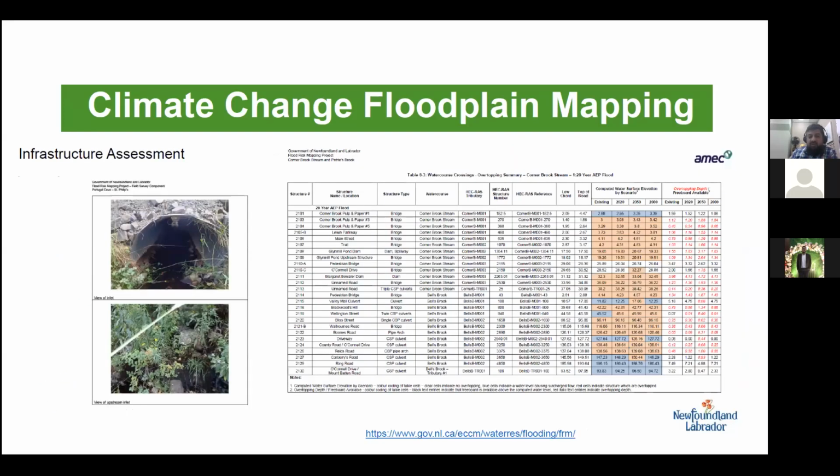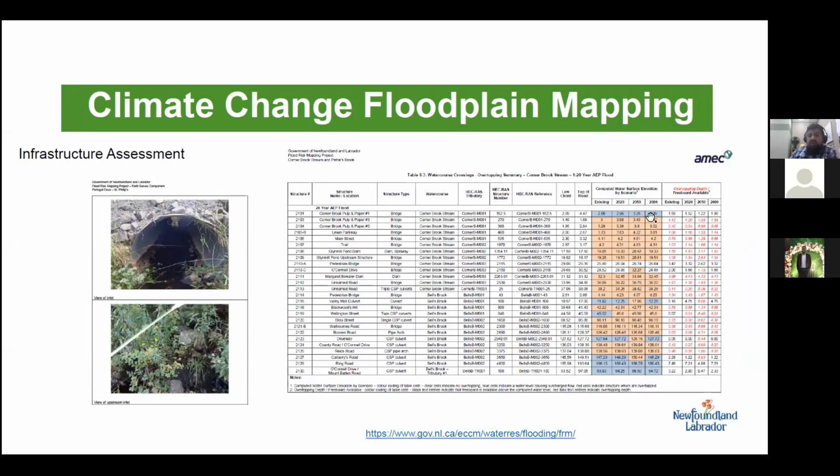One thing we did, which was very, very interesting, is that as a part of flood risk mapping, we told the consultant to assess all of the hydraulic infrastructure. So every culvert, every bridge, we wanted the consultant to take pictures of the upstream end, the downstream end, and do up a sheet on what the condition is. And we also wanted them to assess each structure for the current flows, the 2020 flows, the 2050 flows, the 2080 flows, and see if the structure had adequate capacity to pass existing flows and future flows.